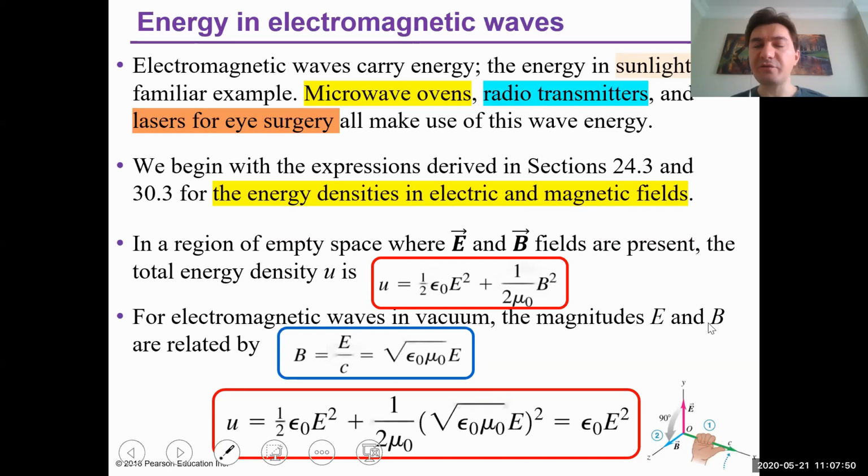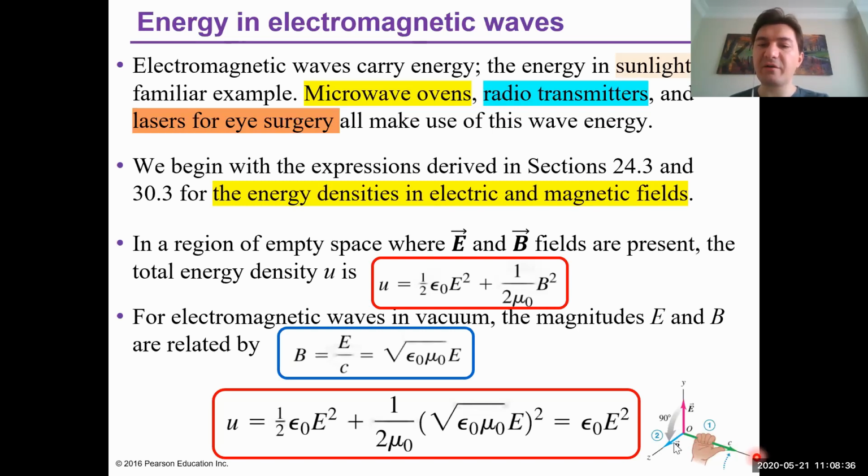So how do we write the energy carried by the electromagnetic waves? We can write the energy densities in electric and magnetic fields. In chapter 24, we learned the energy density in electric fields. And in chapter 30, we learned the energy density in magnetic fields. Okay, we have discussed all these things. But what we have in an electromagnetic wave is both electric field and magnetic field, and they are traveling in that direction.